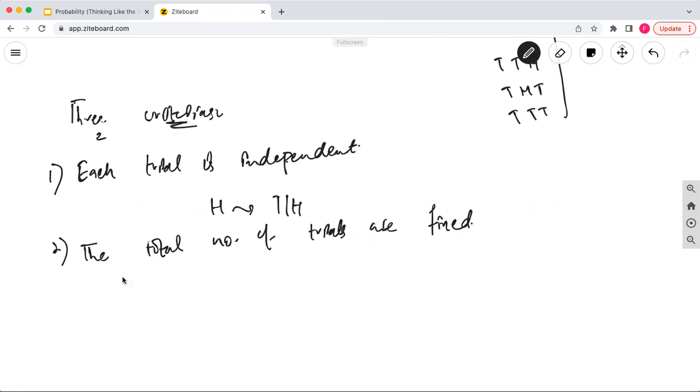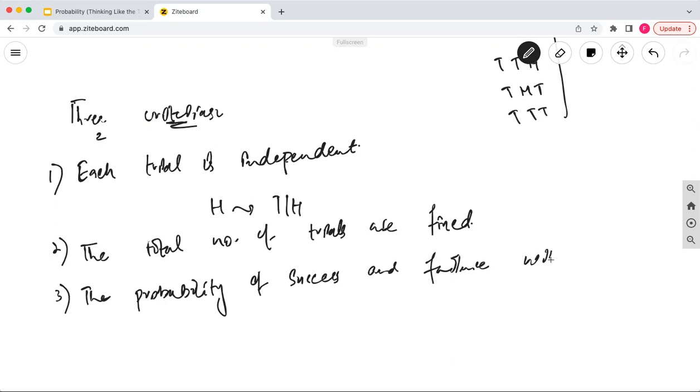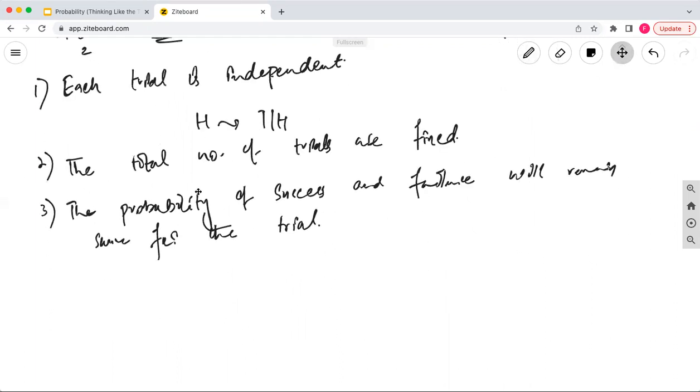That will not change. And the last thing is that the probability of success and failure will remain the same for the trials. If I consider the case of a coin, I could call the head a success or the tail a success, depending upon the condition. And we will see one example for this.